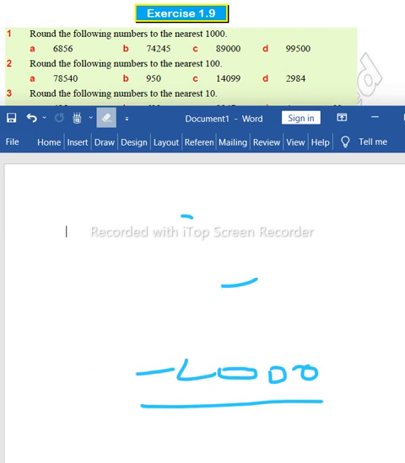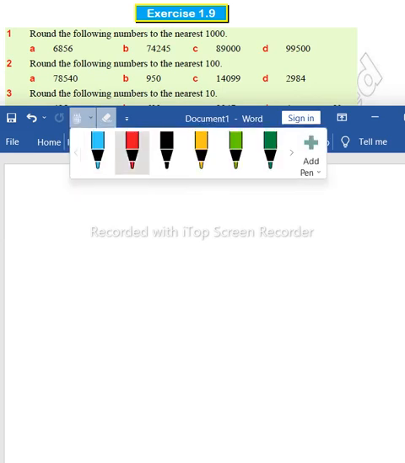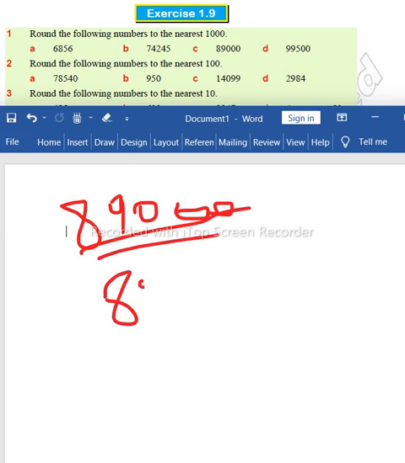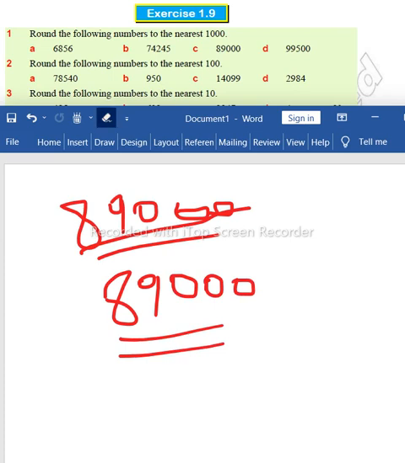The next question, let us write it first. We have C, 89,000. As we see, this is already a rounded number, so we write it as it is, 0 0 0, because 0 is less than 5. So it stays as it is. We will do the next question.